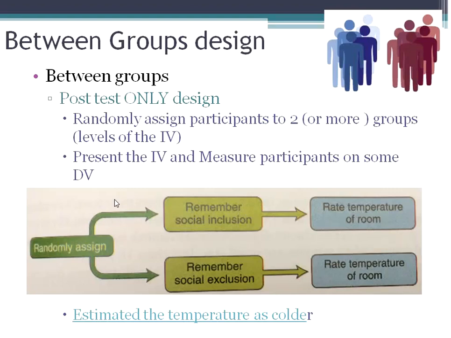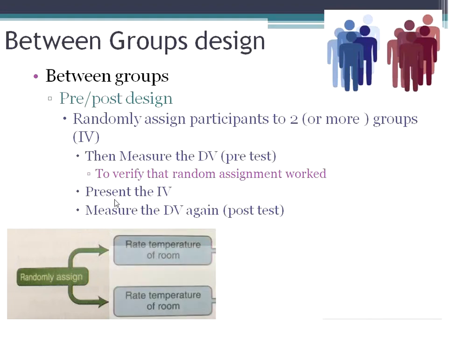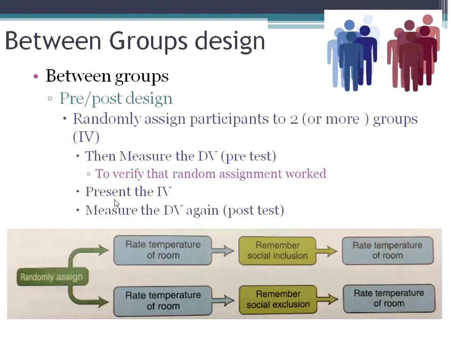This is a post-test between groups design because we've got 2 groups, and it's post-test only because we did not pre-test them. This is a perfectly legitimate design. We would consider the between groups post-test only a strong design. Now, we could change this to be a pre-post design. This is a little bit stronger because we have more information and there's more comparisons that we can make. So we could, theoretically, randomly assign these same participants to one of 2 groups. We'll have them rate the temperature of the room, then present our experimental manipulation, remembering social inclusion or exclusion, and then have them rate the temperature of the room again.